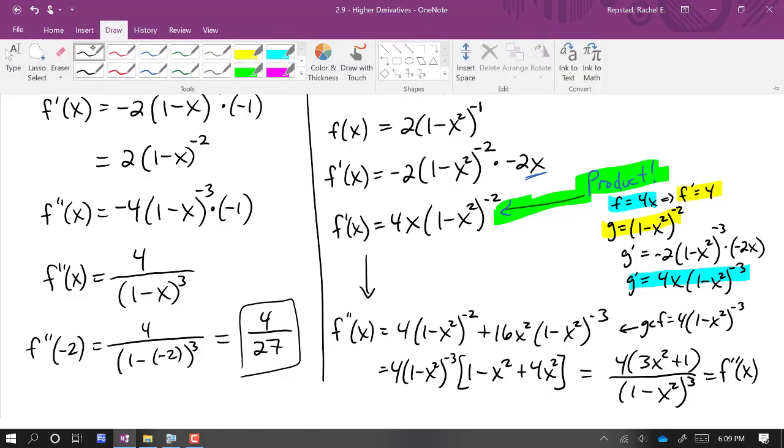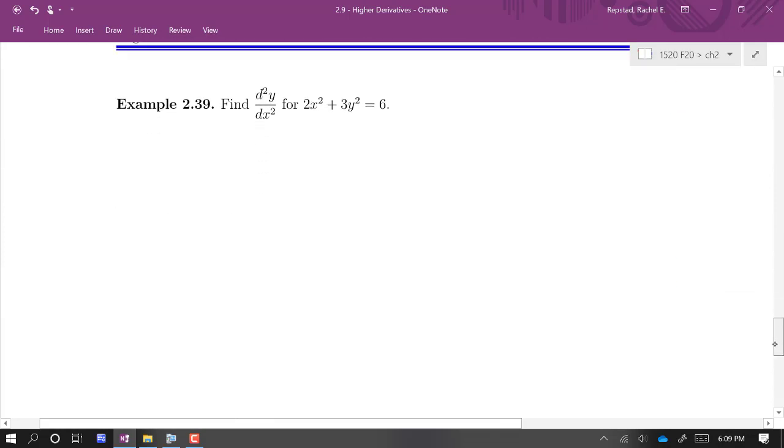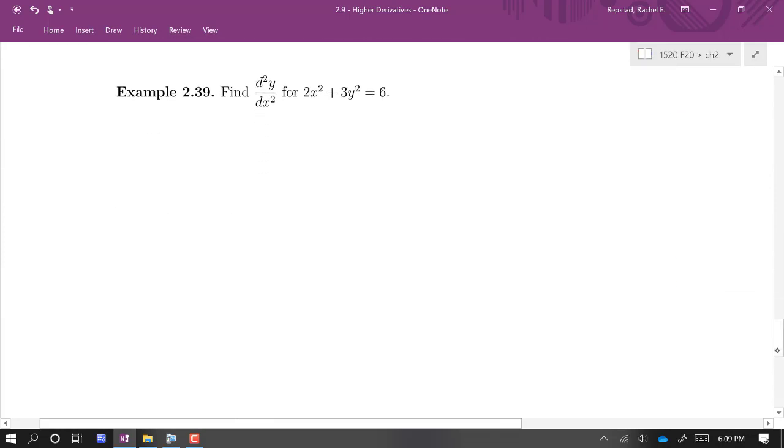All right, so with higher derivatives, we're not learning new differentiation techniques here. We're just learning what we mean by second derivative and third derivative, and that we can keep taking derivatives of functions. But if you want to take something and make it a little bit more interesting, it's always good to do an implicit function problem. So we're going to find the second derivative of y with respect to x for this function.